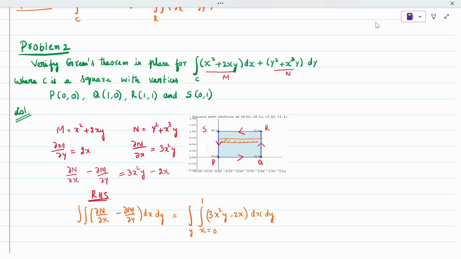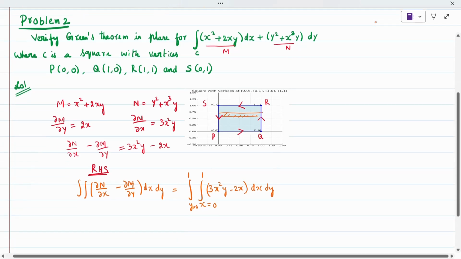In the same way, for the y limit we see a vertical strip, and it is again 0 to 1. So both limits are 0 to 1, because all the limits are given as values, we will not have a variable in the upper limit. Only when an equation is given will we have a variable. So both are 0 to 1. Integrating twice, you get one answer. That is the right hand side.